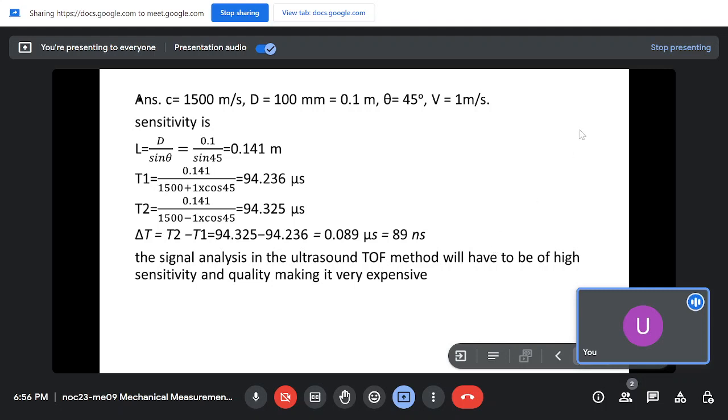Again, for the wave going back, the relative velocity will be c minus v cos 45. So there it is plus, here it's minus. Here the time will be 94.325 microseconds. So the difference in time is 0.089 microsecond or 89 nanoseconds. So in this case, we need a very accurate time measurement, or a transducer which can measure a very small time, which is highly sensitive. So that kind of ultrasound should be used.